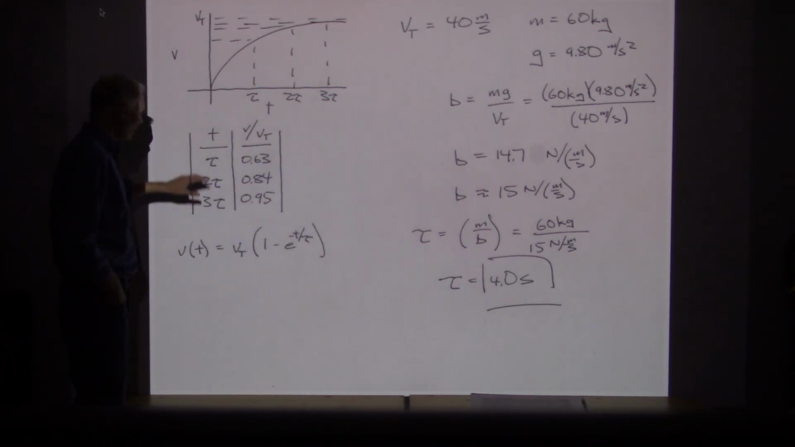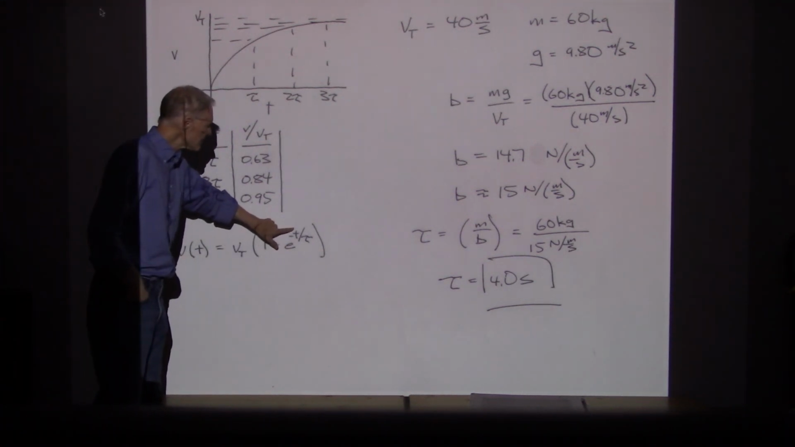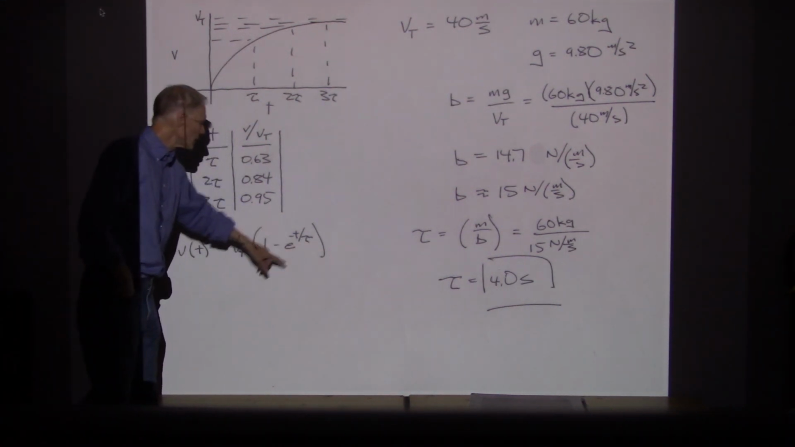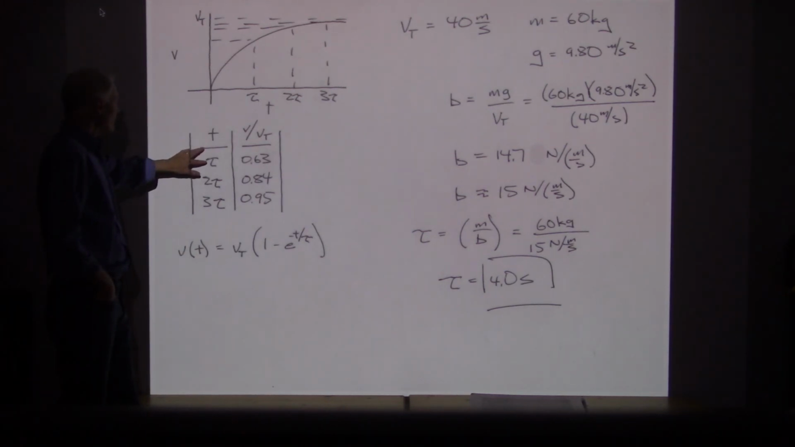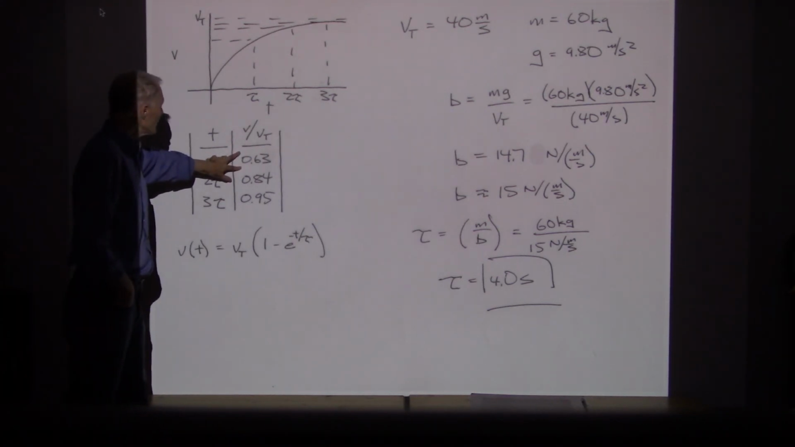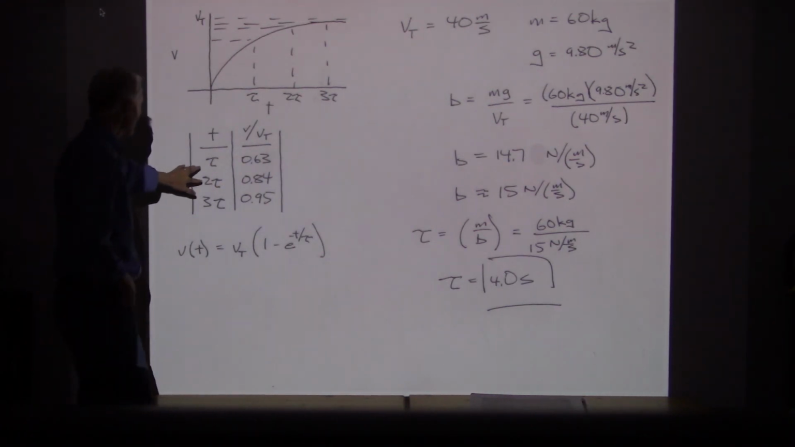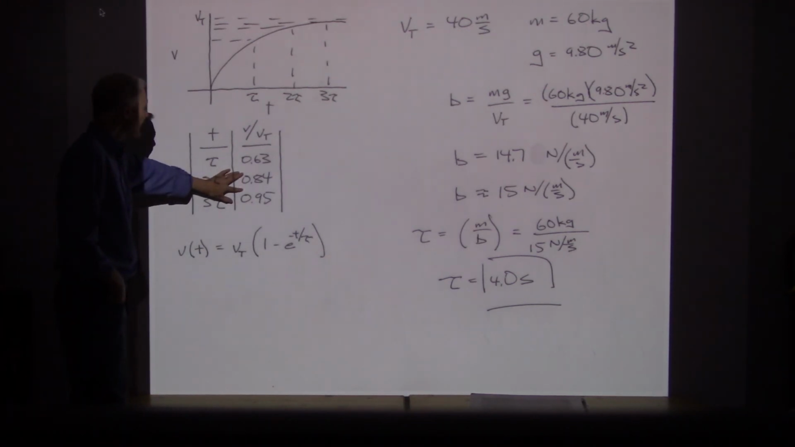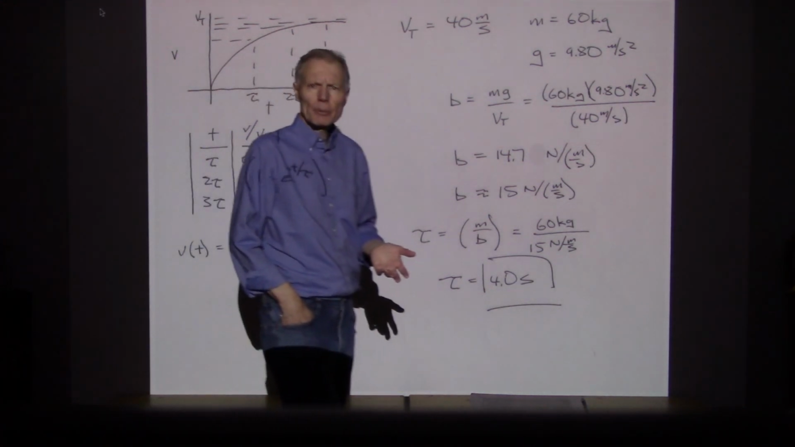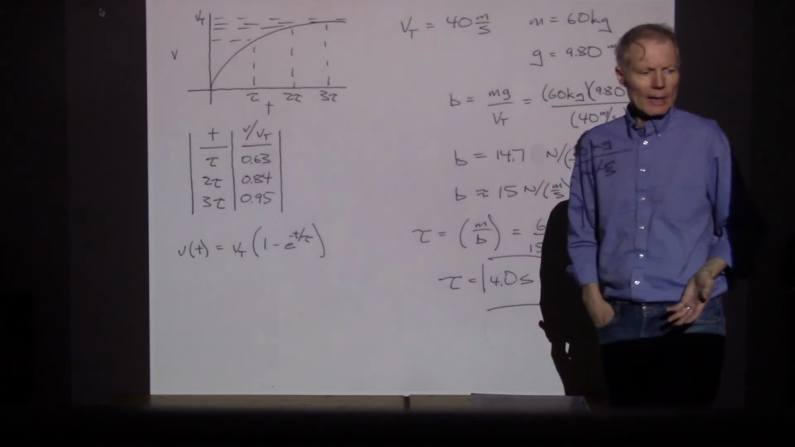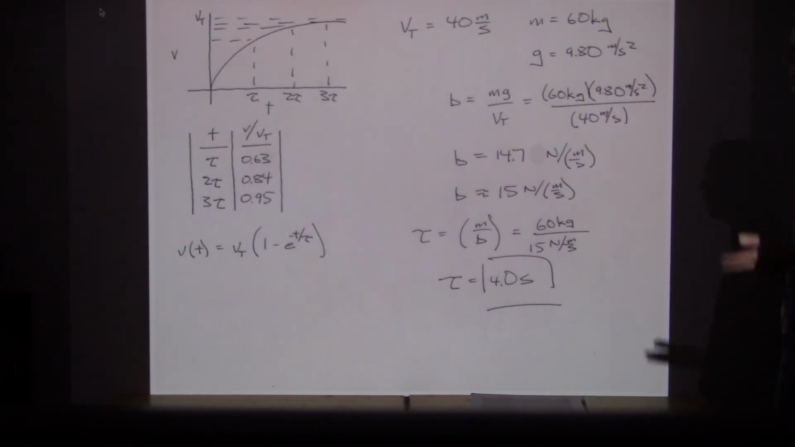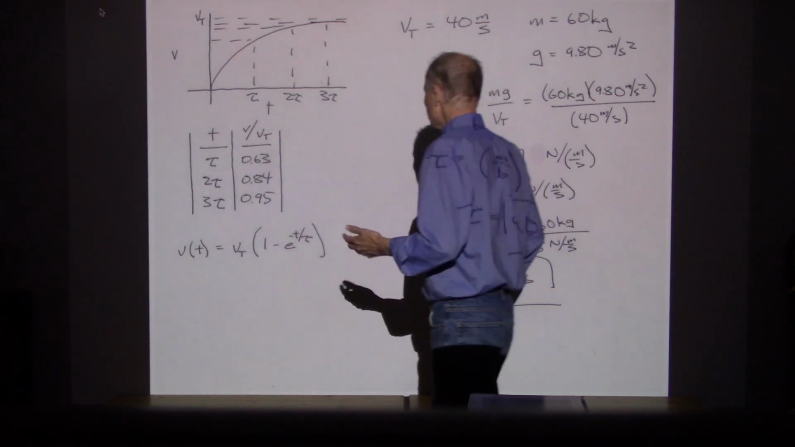Now, if I have a formula with 1 minus e to the minus t over tau, over a time constant, that says that after one time constant has gone by, I will have reached 63% of that final asymptotic value. After 2 time constants have gone by, I will be at 84%. After 3 time constants, I'll be at 95%. These are just the properties of the exponential function itself. So again, these things show up so commonly in physics.